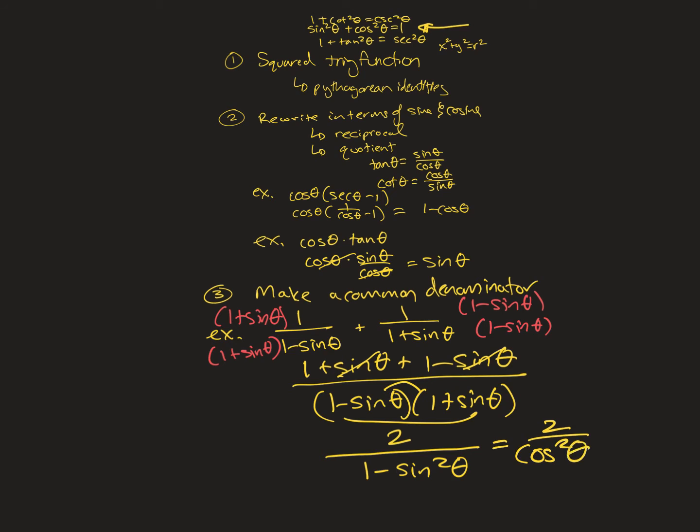And it's still a fraction, so can this be made simpler? Well, I can think of this as 2 times 1 over cosine squared theta. And we know 1 over cosine squared theta is just secant squared theta. So that one works out quite nicely. So sometimes with more than one term, try making a common denominator, if it doesn't look like anything else is going to happen for you.